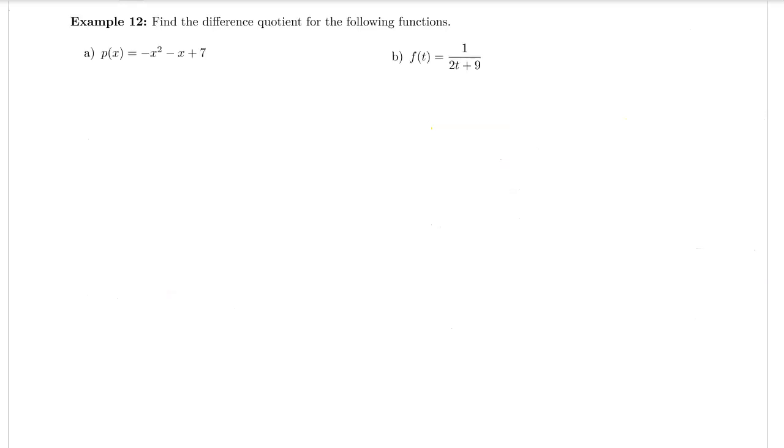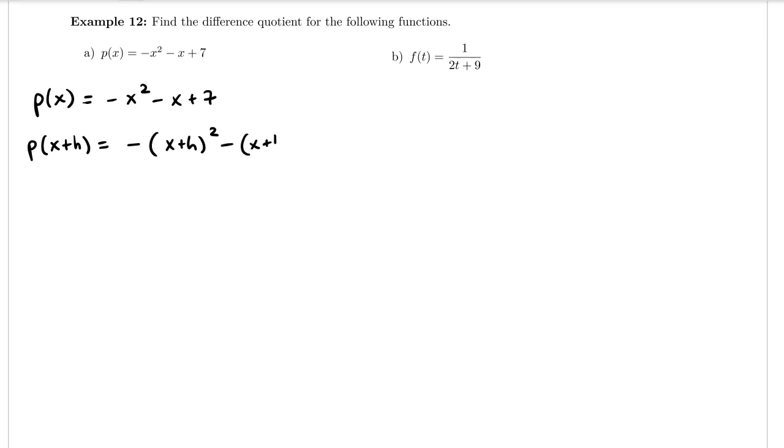Example 12 wants us to find the difference quotient for the following functions. In part A, we have p of x is equal to negative x squared minus x plus 7. So we want to find p of x. I'll just copy down my function again. And then we will also want p of x plus h. That's going to end up equaling negative x plus h squared minus x plus h plus 7.